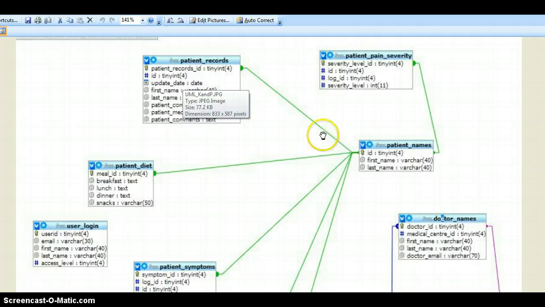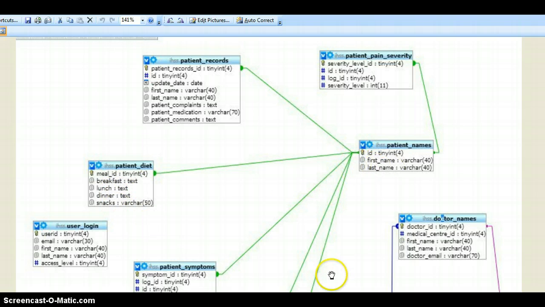Again we have the patient names. Here we have the patient records. And in the patient records you just have some of the same stuff again. Patient ID, update, first name, last name, patient complaints, patient medication, and any comments that the patient would have. We're also looking at the patient's diet, what the patient would be eating, and if they were having any symptoms, what effects there would be on any symptoms that they would be feeling during the day. You'd have breakfast, lunch, and dinner, and any snacks they would be having during the day, and what kind of food they were eating for each meal.